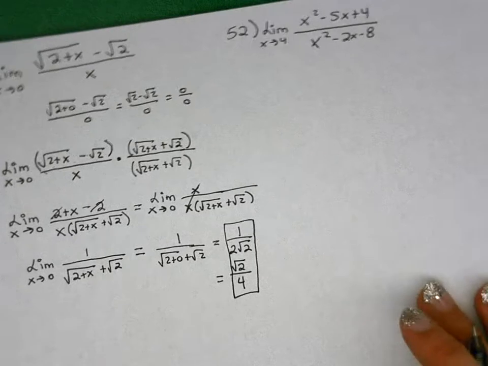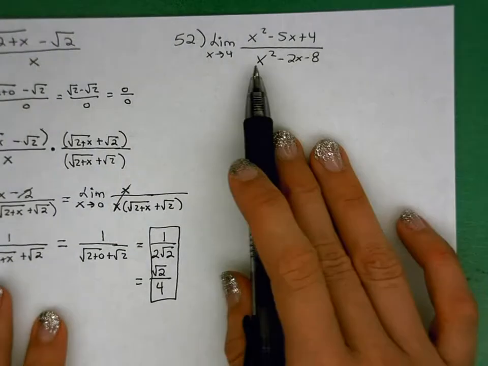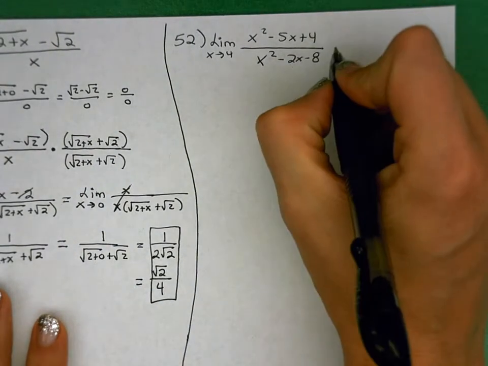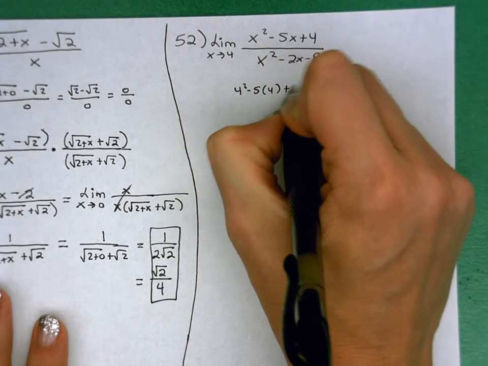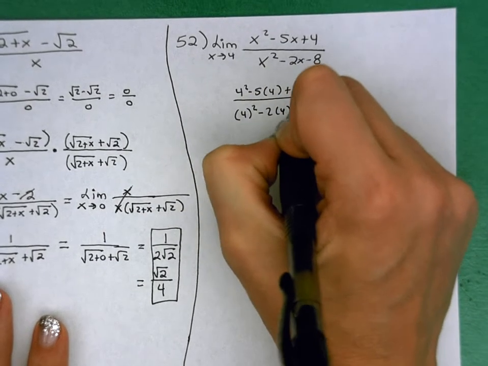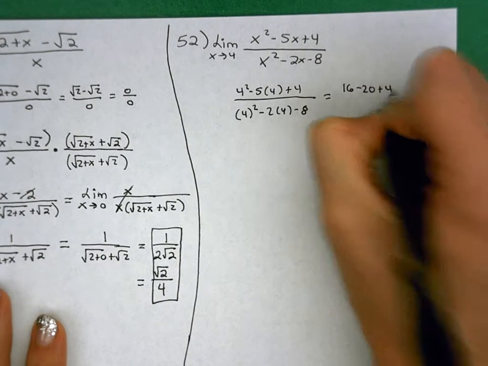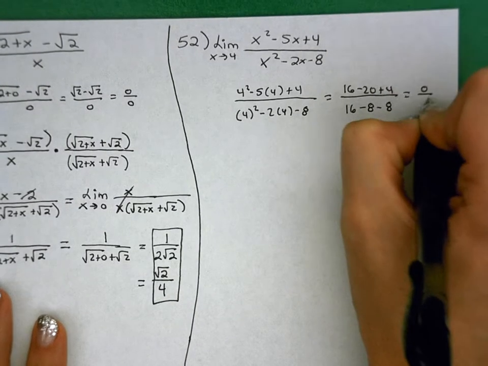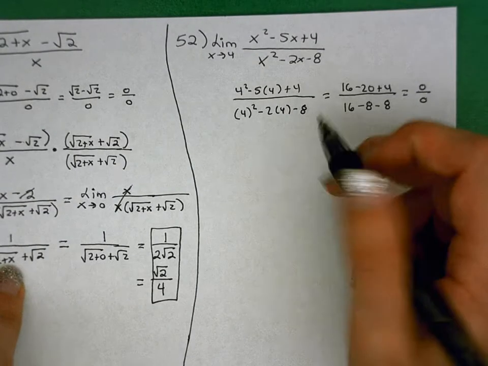Next I've got number 52 here, which is the limit as x approaches 4 of x squared minus 5x plus 4 all over x squared minus 2x minus 8. Again, first step is always to plug in. So we have 4 squared minus 5 times 4 plus 4 all over 4 squared minus 2 times 4 minus 8. So we get 16 minus 20 plus 4 over 16 minus 8 minus 8, which is 0 over 0. And remember, that's our cue. We need to go back to that original and see if there's any algebraic manipulation we can do.